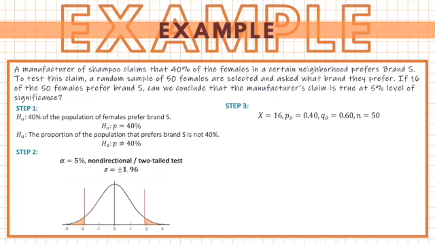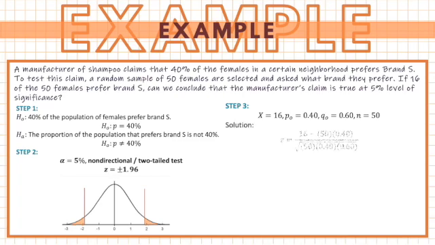This represents the assumed population proportion that falls under the certain criteria. So we have 40%, so 0.4. While q sub o represents the assumed population proportion that does not fall under that criteria. If 40% prefers brand S, then 60% does not prefer brand S. Hence, 0.60 is our q sub o. And our last value would be the sample size, which is 50.